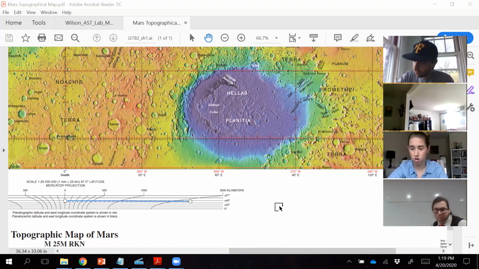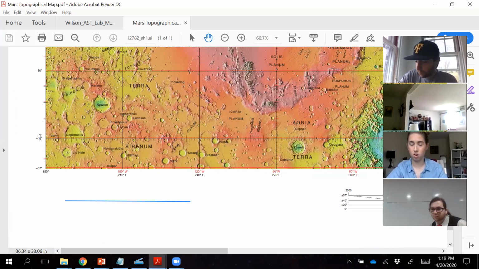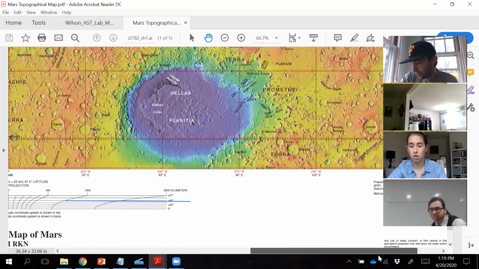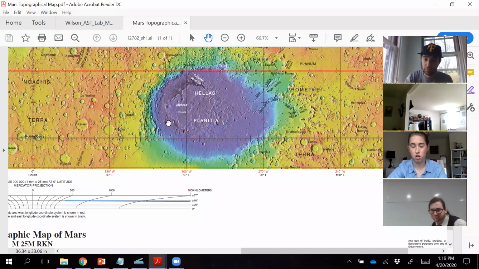Let me just confirm that. Okay, so yeah, this is 30, that's 50, 35, 40, 45, 50. So if that's 40, I think that's about right there. Yeah, 35, 40. So this is basically 40 degrees latitude.